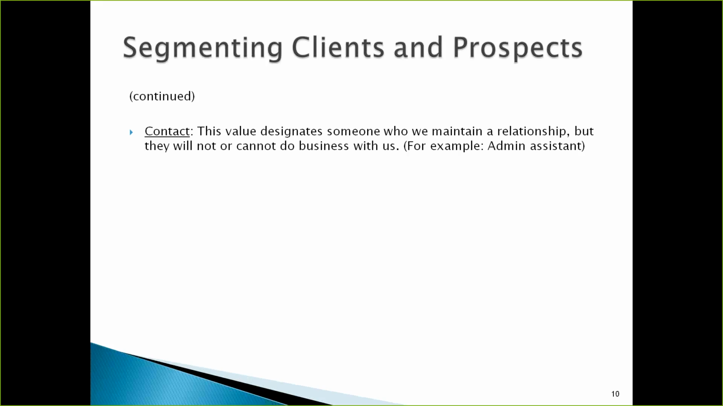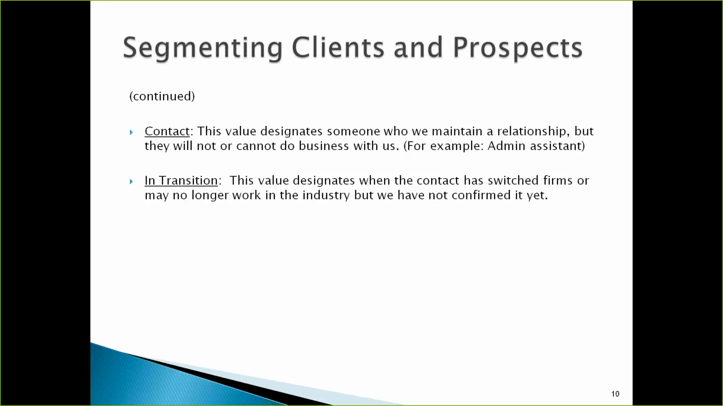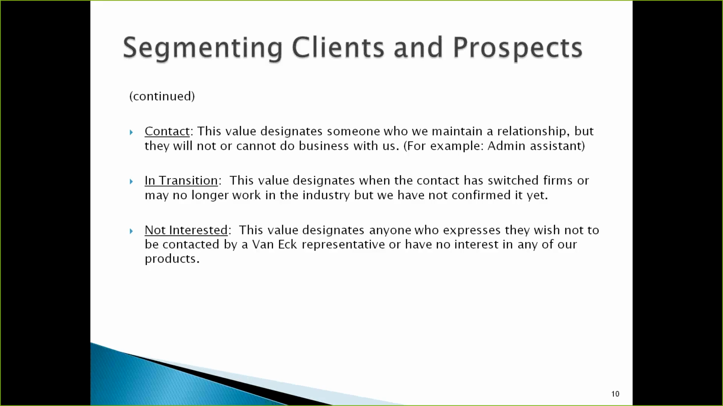This could be a valuable administrative assistant. It could be a non-producing branch manager, sales manager, something along those lines. We also have the in transition value here. In transition would be used when you have a contact that's changed firms and you either don't know where they've gone or you haven't had the time yet to look up where they might have gone. You can tag them in transition and then revisit them at a later date to figure out whether it's worth trying to continue the relationship.